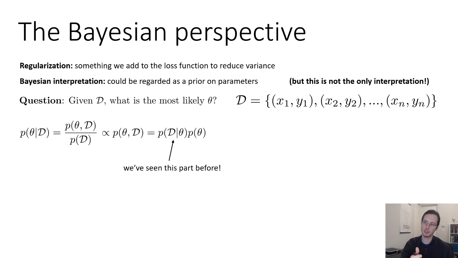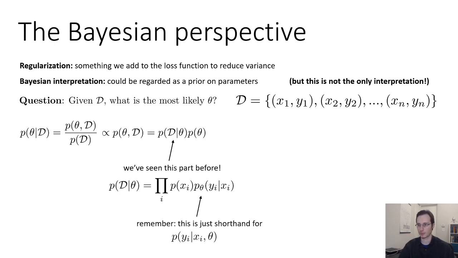Now, we've actually seen this first part before. The probability of D given some parameter vector, using the IID assumption that we discussed in the previous lecture, can just be factorized as a product over all of your data points of P of xi times P theta of yi given xi. We don't control P of xi, so it's really the P theta of yi given xi that matters to us. So that's just our maximum likelihood objective that we saw in the previous lecture. And remember that P subscript theta of y given x is just a notational shorthand that I'm using for P of yi given xi comma theta. We're really conditioning on theta.